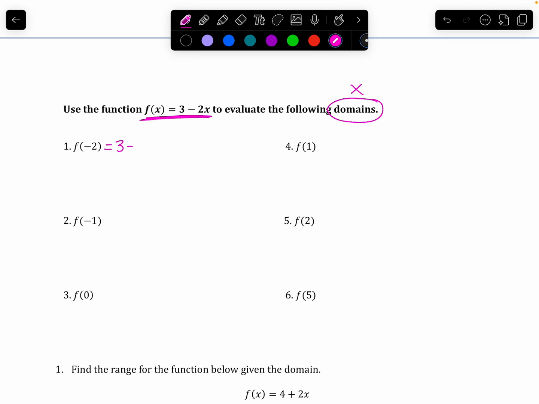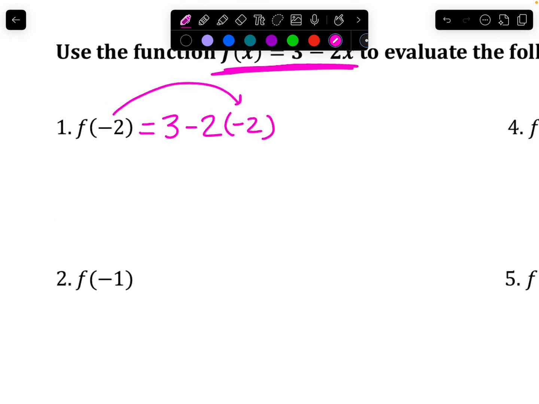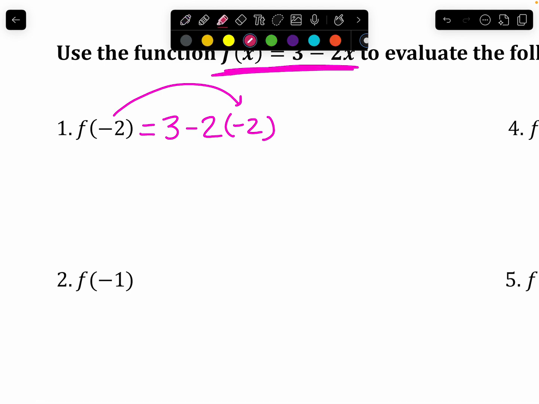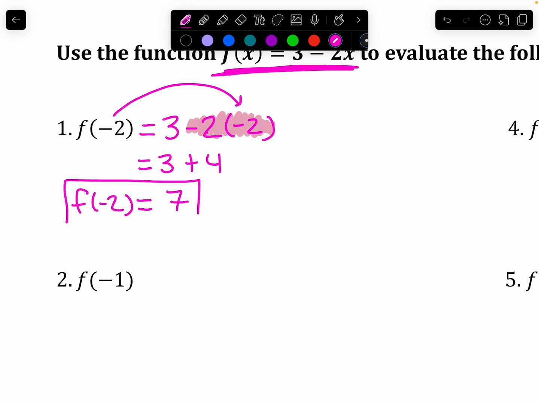So on this first equation, this is going to be 3 minus 2, and then for x, I have to input that negative 2. Okay? The left side is just going to stay. Now what we have to do from here is follow PEMDAS, and PEMDAS tells us that we must multiply first. So I have to multiply -2 times -2, which is going to get me a +4. When I add that together, I get 7. So f of -2 is going to get me an output of 7.